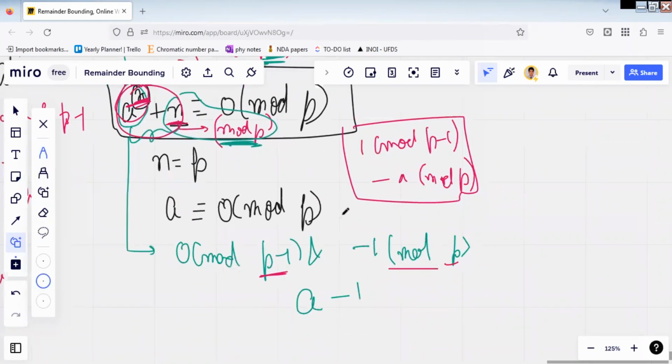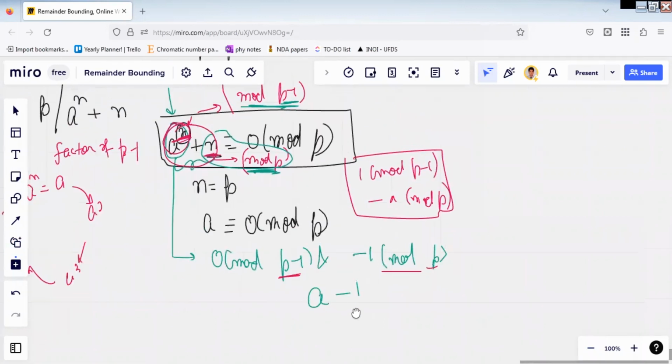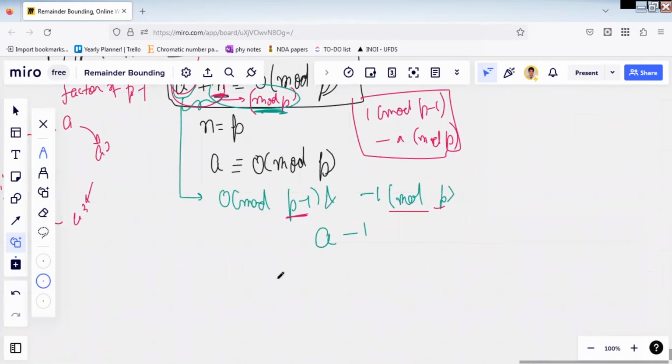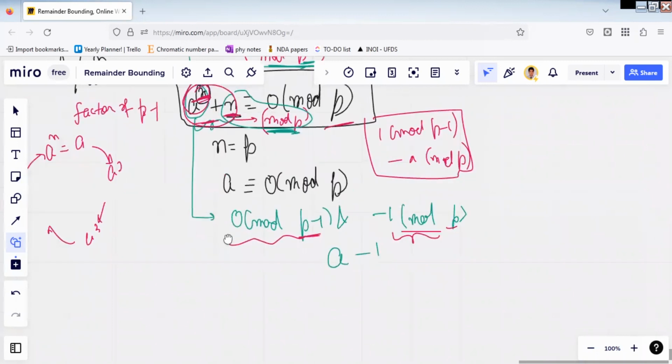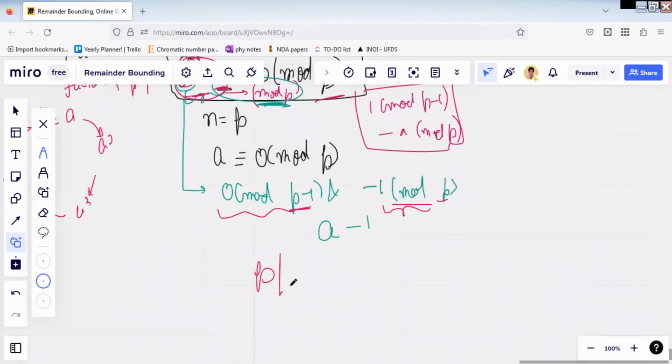You could just pick it to be like r mod p minus 1 and minus a to the r mod p. Yeah, you can do anything. Fine. So yeah, you pick an n such that n is 0 mod p minus 1 and minus 1 mod p. And then p will divide a to the power n plus n. But now p should also divide b to the power n plus n.